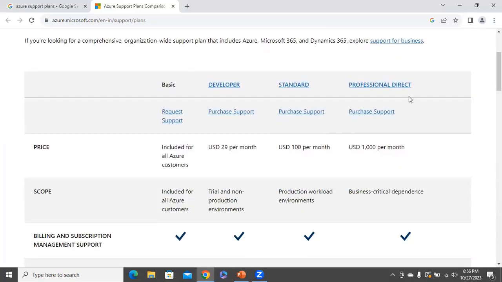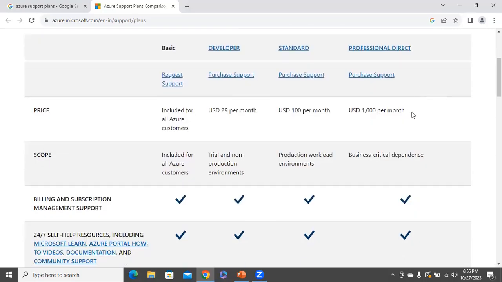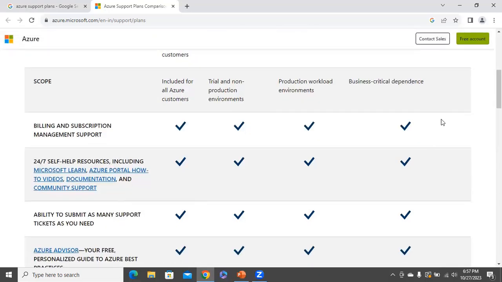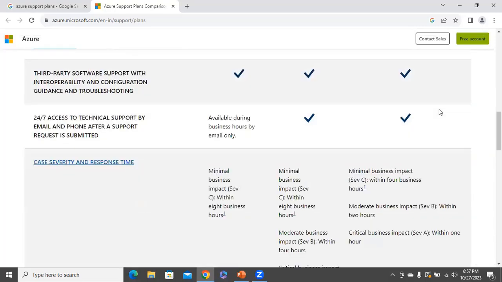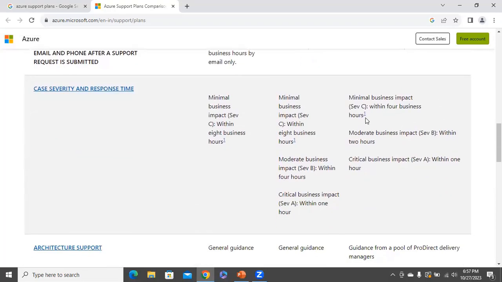Now we're going to go to professional direct. It is the highest level of support plan available from Microsoft, which costs $1,000 per month, and can be used for business critical applications. If you have mission critical applications running and you need Microsoft support, then you can go for it. They have very good support: 1 hour support during business hours, and within 2 hours, and within 1 hour in case of severity, they will attend the call.